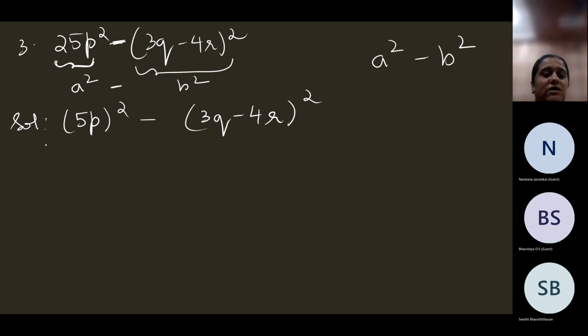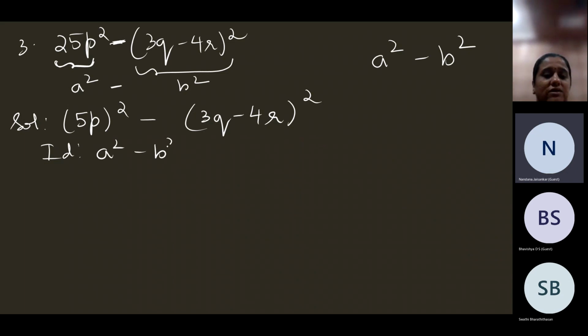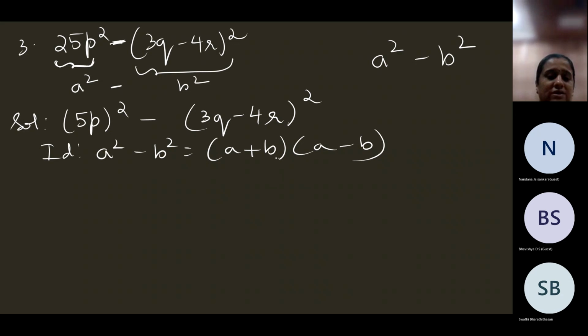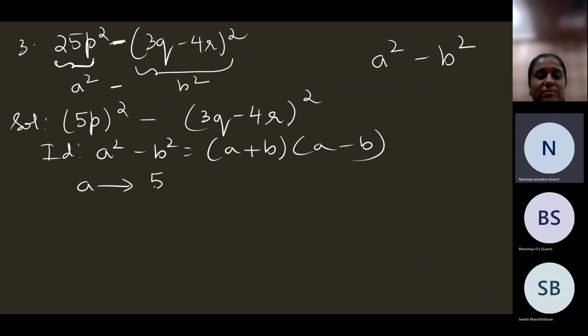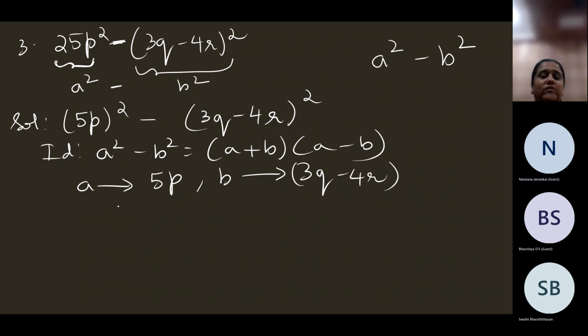Now, the identity. The identity is a square minus b square is equal to a plus b into a minus b. Wherein a, what is a? 5p. And b is? 3q minus 4r. Very good. So we know that if the question is a square minus b square, the answer is a plus b into a minus b.